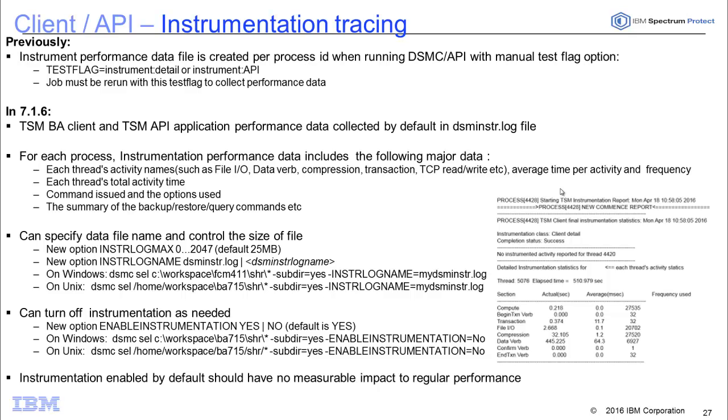Let's change and take a look at some new enhancements in the client and API. The first enhancement is instrumentation tracing. In previous versions, instrument performance data was only created with the manual test flag.